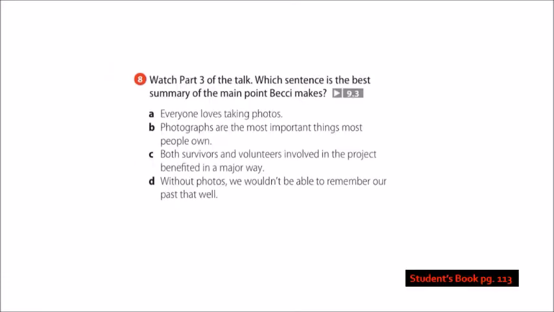Good. Now, we're going to watch part 3 of the talk, and which sentence you think is the best summary of the main point Becky makes. So we have 4 options. A, everyone loves taking photos. B, photographs are the most important things most people own? C. Both survivors and volunteers involved in the project benefited in a major way. And D. Without photos, we wouldn't be able to remember our past that well. Okay, so let's watch and answer.